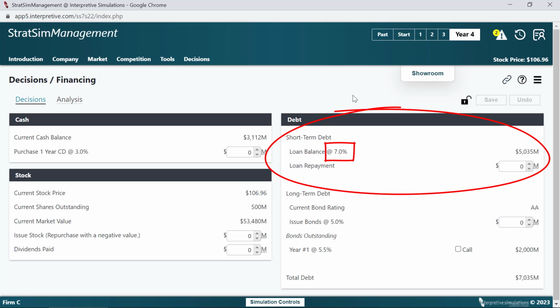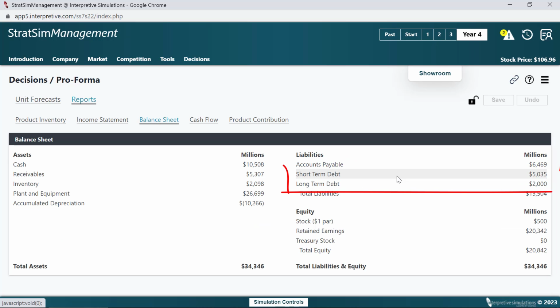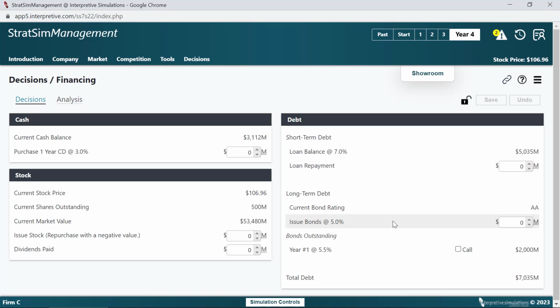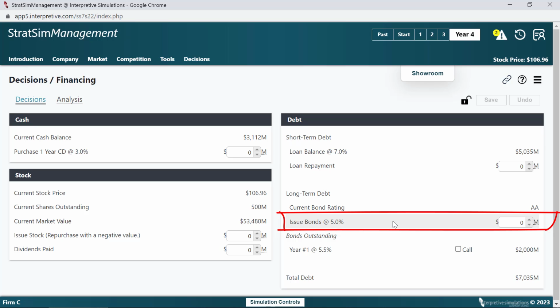And it shows you here what the interest is that you're paying. And as before, whatever we do regarding debt will be reflected on the pro forma statements. But if you want to refinance that short-term debt by issuing long-term debt, or even if you just want to issue some long-term debt to raise money for another reason, you can do that on the financing screen. So let's go ahead and issue long-term debt, and you'll see the lower rate here at 5% instead of that 7% for short-term debt. You can also see that you have currently a bond rating of AA, with the highest being AAA for corporate bonds.